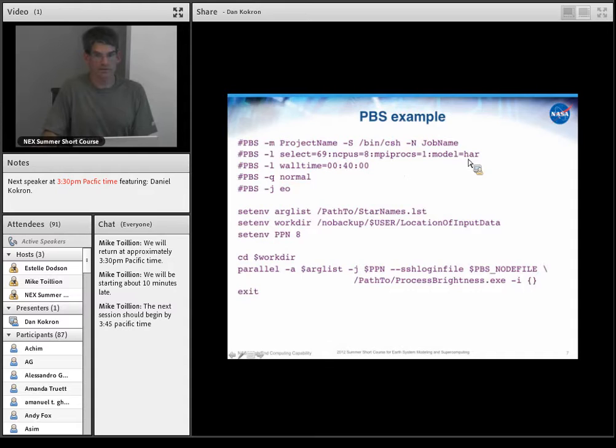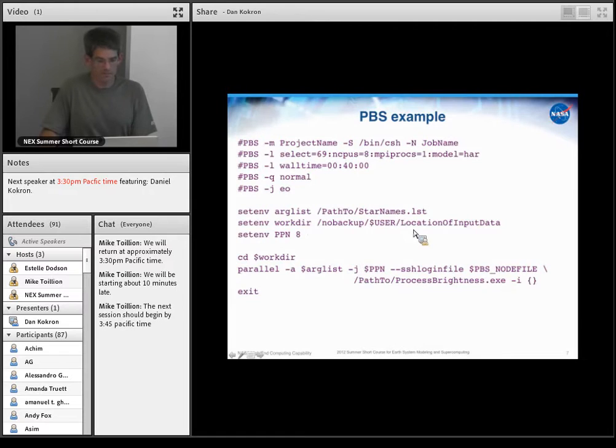Down here, star names. This is an indication of where we want to run the executable. PPN is processes per node. Since the Harpertowns have only 8 cores per node, we don't want to overload the system. So we tell it how many to launch on each node.